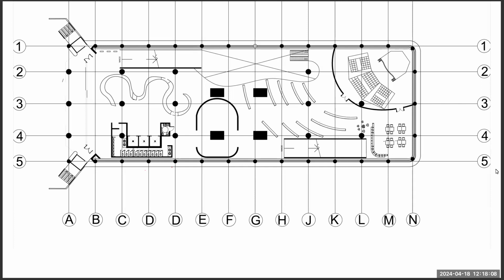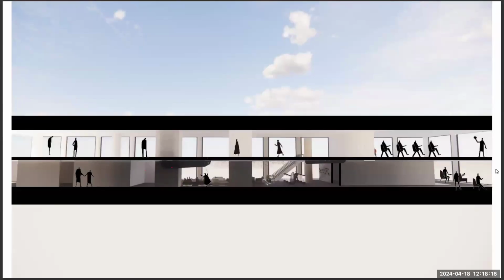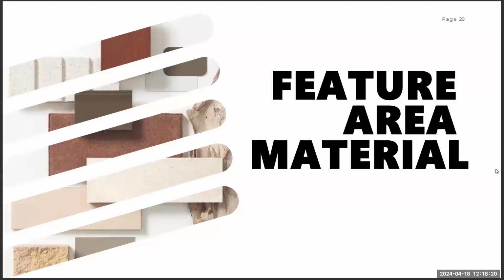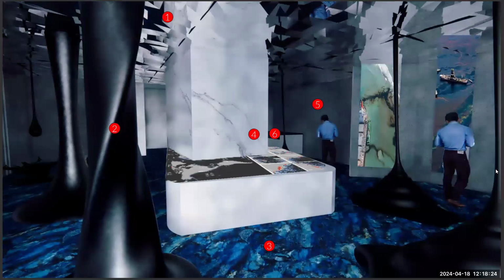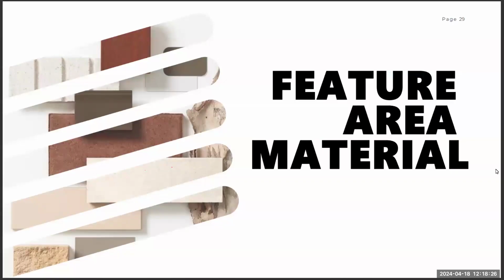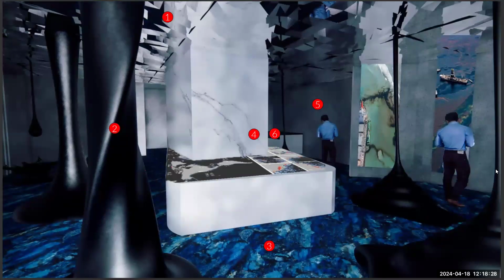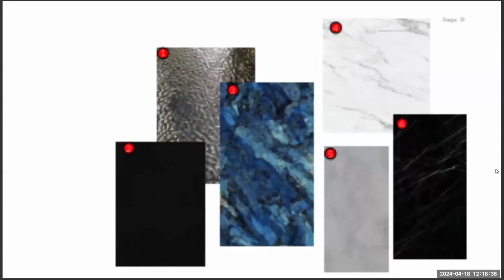In the middle is the bookshelf. This is the section. This is the future area material, about gallery one. There are six materials.